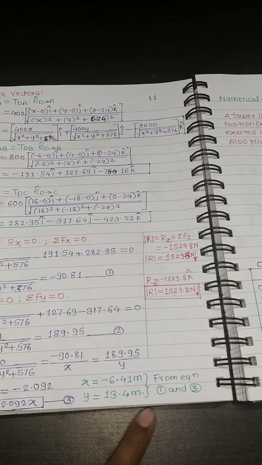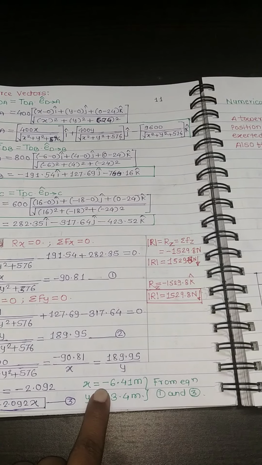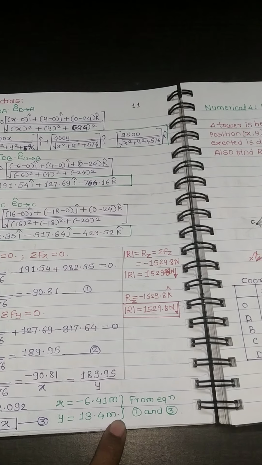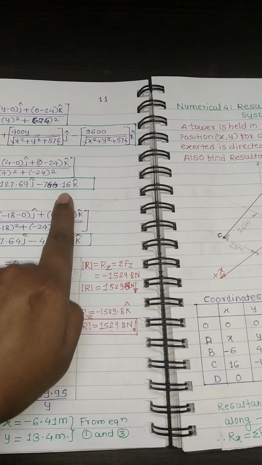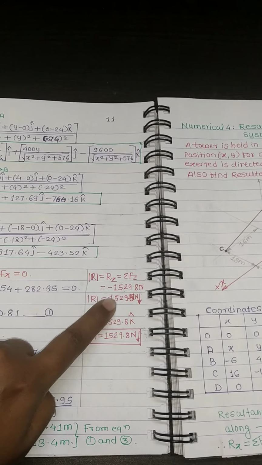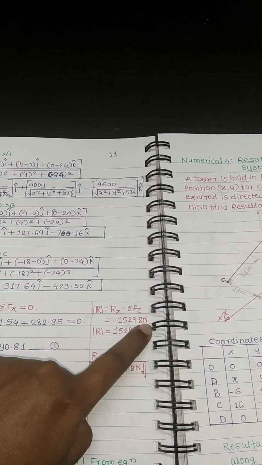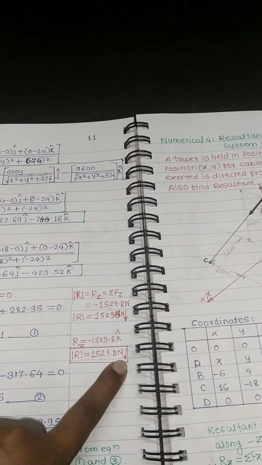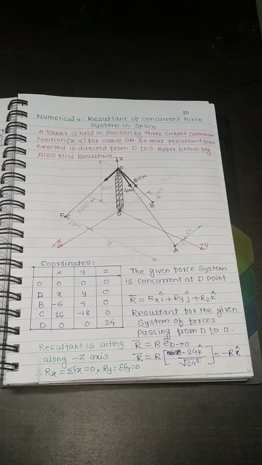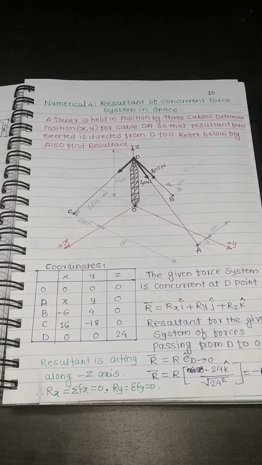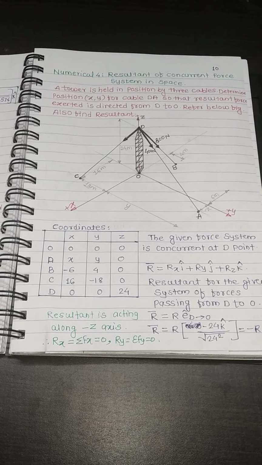With this solution, we have found the coordinates x and y of point A, which were asked. The resultant of the given force system is directed along the z-axis, therefore I took the summation of Fz, and the answer comes as minus 1529.8 Newton, and it is directed along the negative z direction. In this manner, we solve a numerical when it is asked to find any unknown data by using the concept of resultant of a concurrent force system. Thank you.